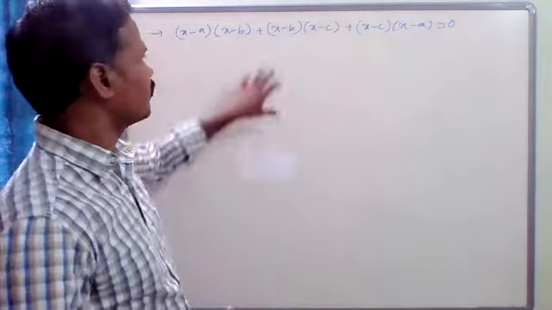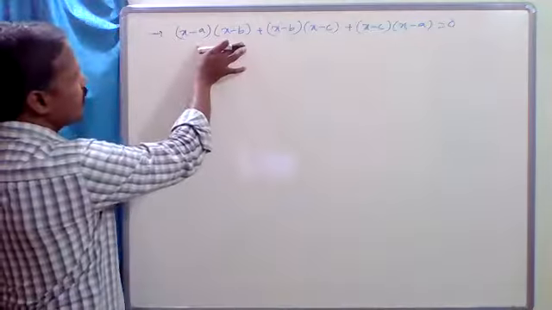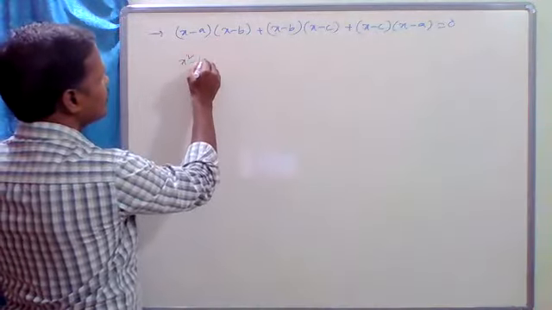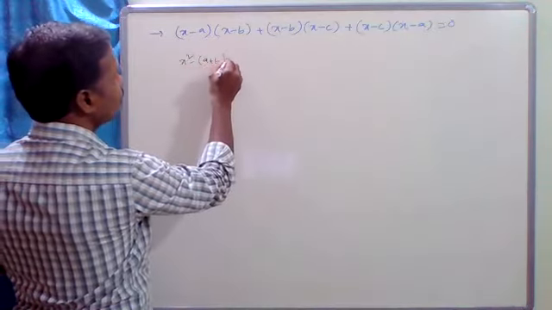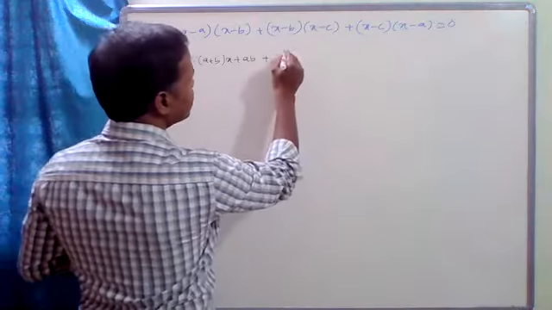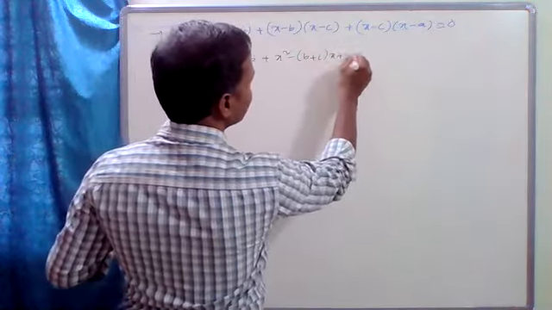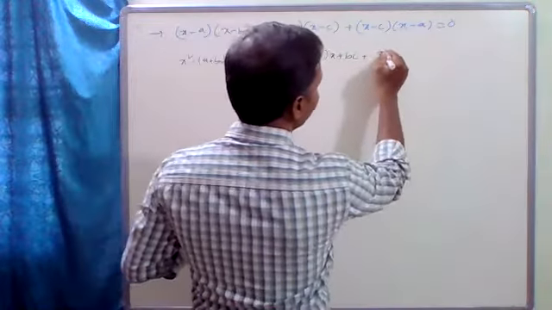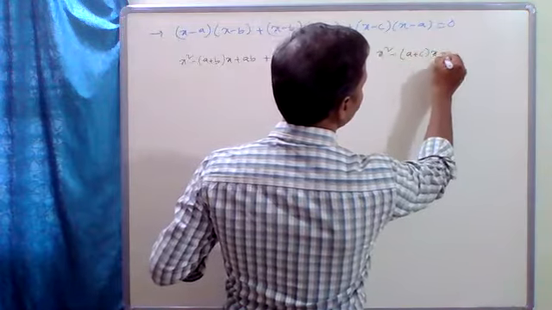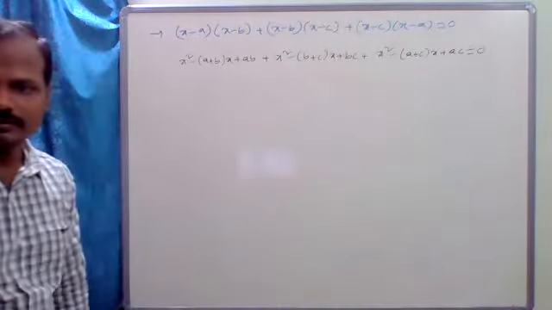Okay, so what we have to do? First of all, we have to simplify this one. Now, x minus a and x minus b, this is x square minus (a plus b) into x plus ab. Now, this is x square minus (b plus c) into x plus bc. Now, this is x square minus (a plus c) into x plus ac equal to 0. Okay?